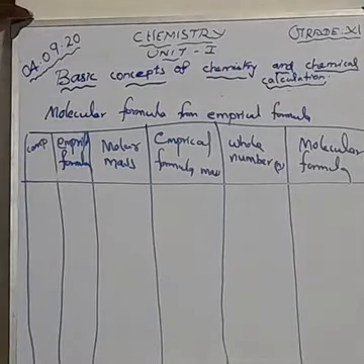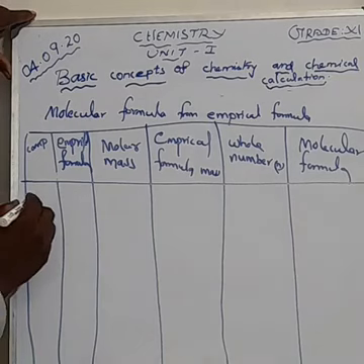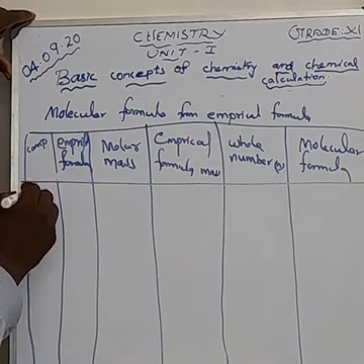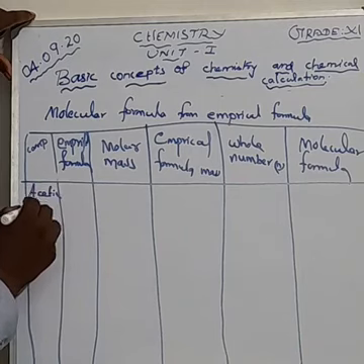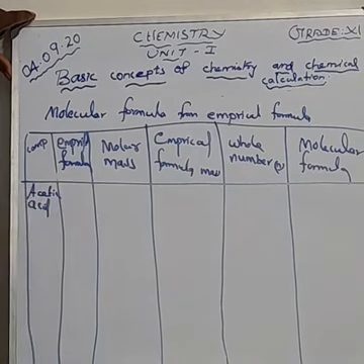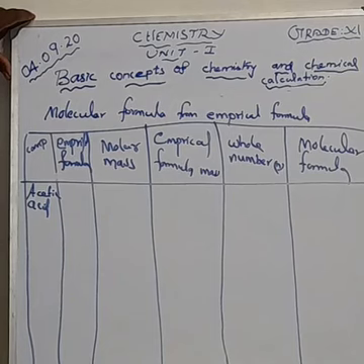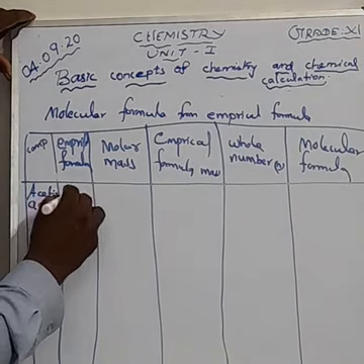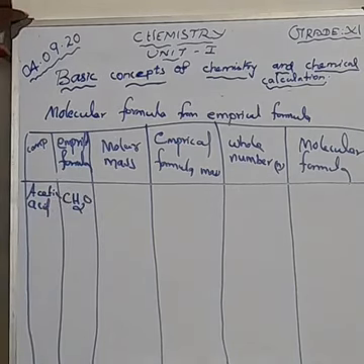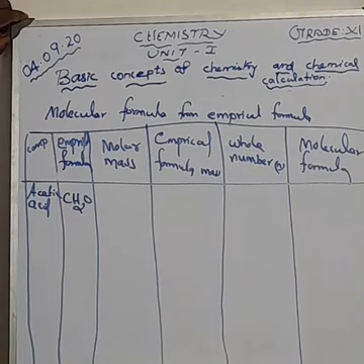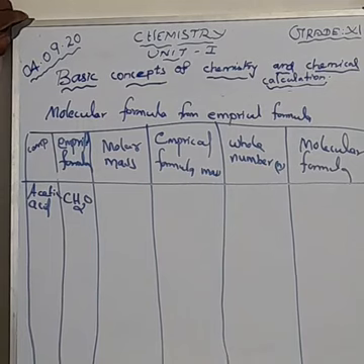Here, the first compound is acetic acid. Acetic acid's empirical formula we already learned: CH2O. We learned previously that the acetic acid empirical formula is CH2O. Next, the molar mass of acetic acid, that is 60.